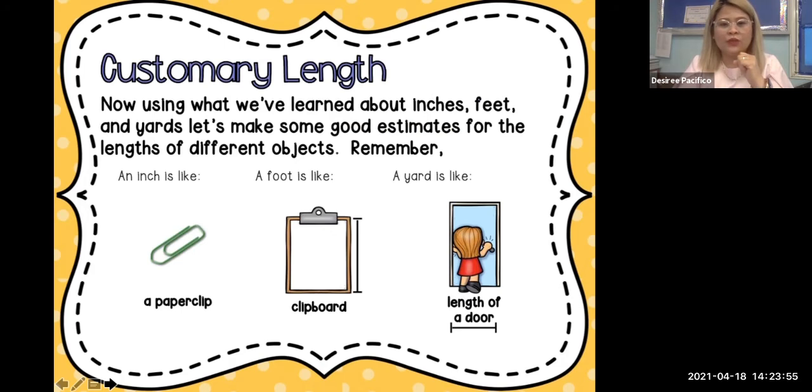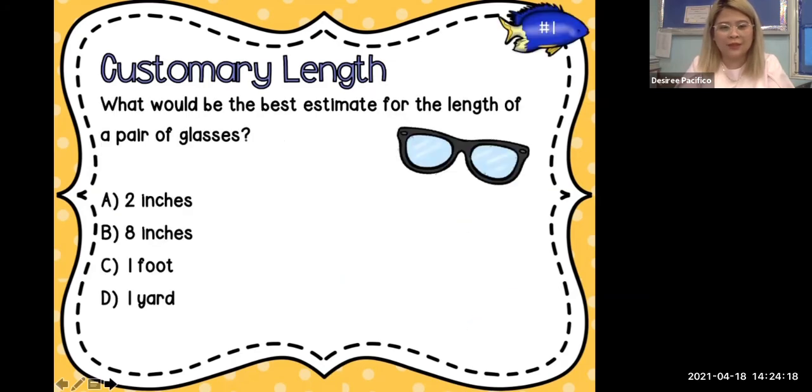Now, using what you've learned about inches, feet, and yards, let's make some good estimates for the lengths of different objects. Remember, an inch is like a paper clip, a foot is like a clipboard, and a yard is like the length of a door. Okay. I am going to let you do that in our next math lesson.